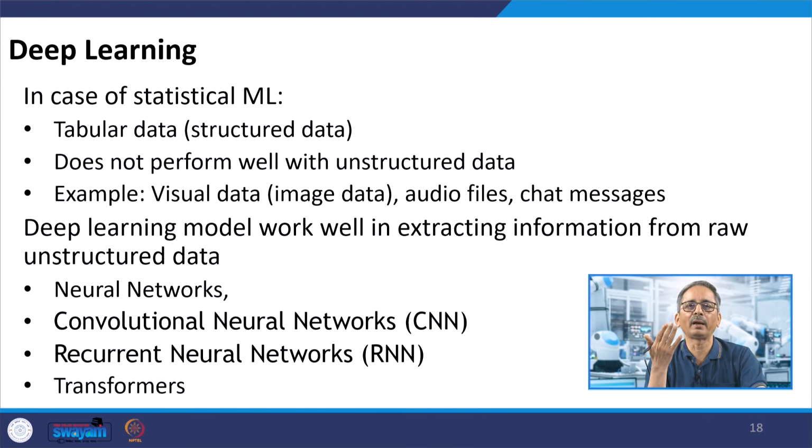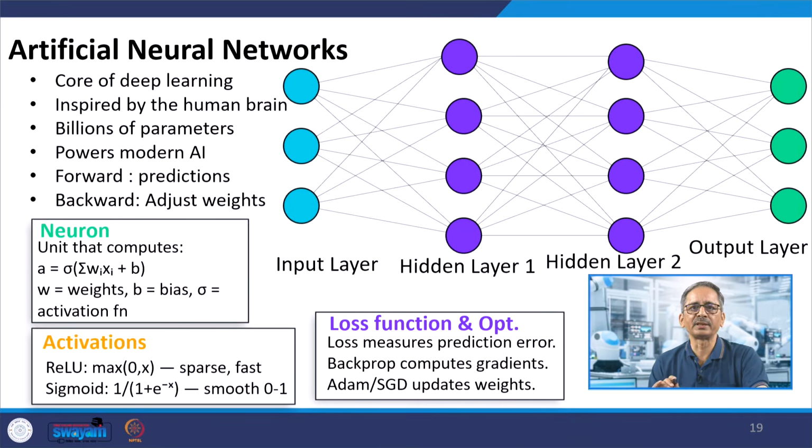For example, if you have visual data, images from the camera, or an audio file, then statistical machine learning does not work. So, to take care of these issues, deep learning models can be used, and they can extract information from raw unstructured data. Some of the types of deep learning models are the neural network, CNN, that is convolutional neural network, recurrent neural network and the transformers. Again, I will be talking in detail about these in the subsequent lectures. Here we will just see them briefly.